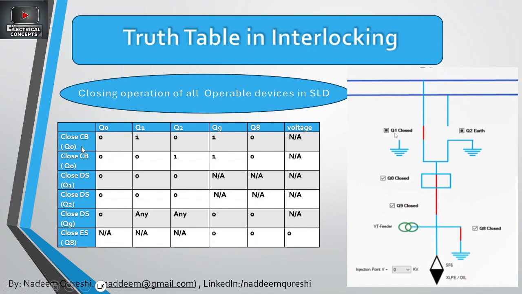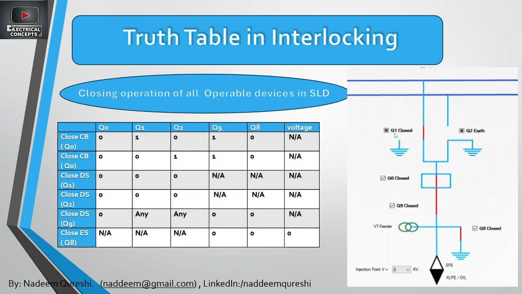Closing of the circuit breaker, for that the prerequisites are that the circuit breaker Q0, which is here, must be open, Q1 must be closed, and Q2 must be open, not grounded, and Q9 must be closed, and Q8 must be open. If you meet this condition and you give a command to the circuit breaker, it will be easily closed. The second example: closing the disconnector switch.